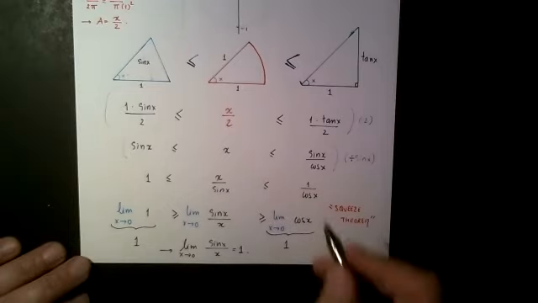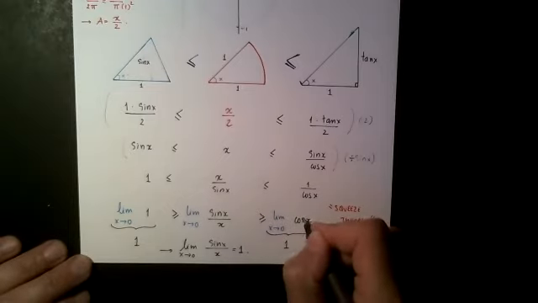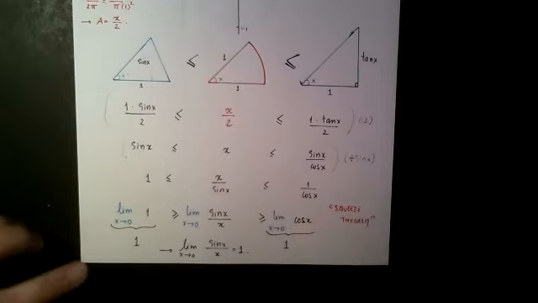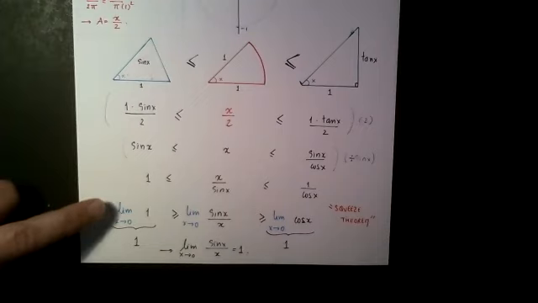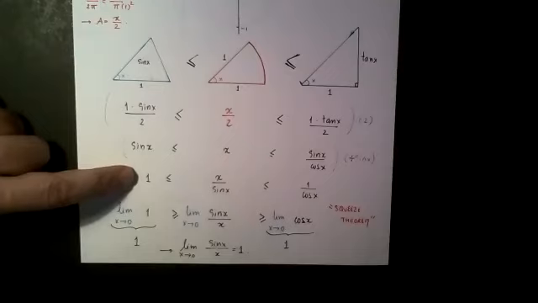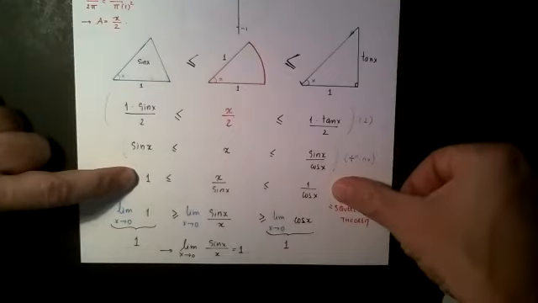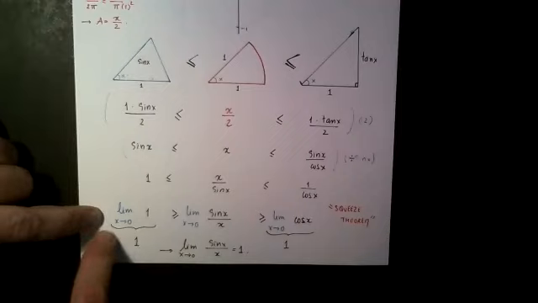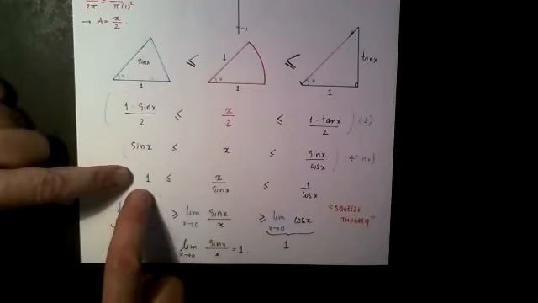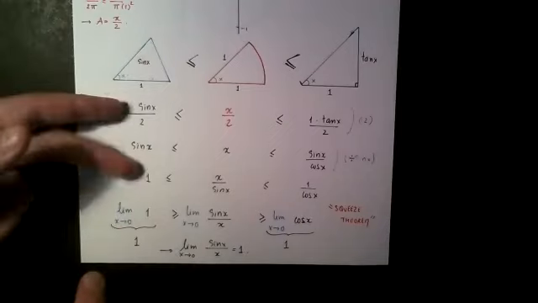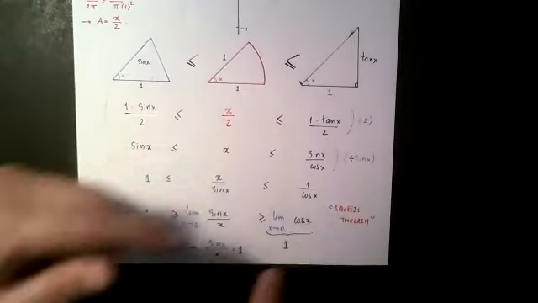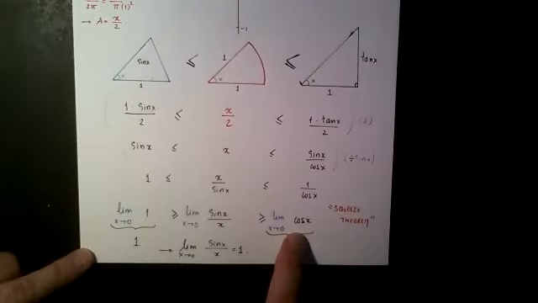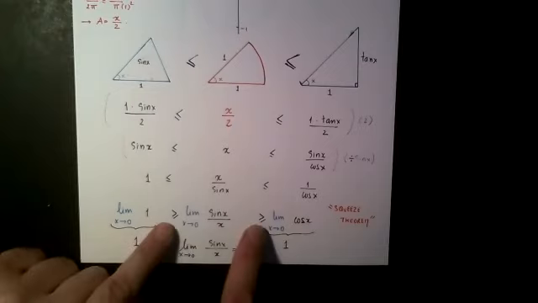Sir, can you explain that again? Which one? The last part, all that from here? Yeah. Okay, so do you understand that this is good? Do you understand this part here before? Yeah. Okay, so this is okay. Here, what I did, first thing I did is I flipped everything. So 1 over 1, I flipped. X over sine x changed to sine x over x. And 1 over cos changed to cos. Good? Yeah. Okay, when I do this, I have to be careful and change the signs.